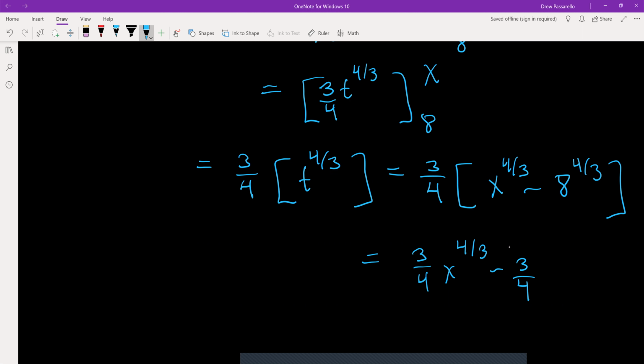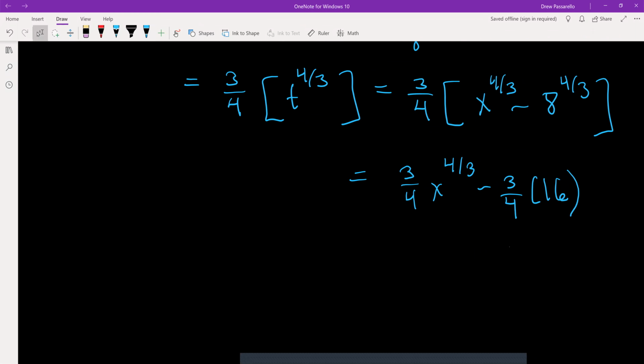And I would do 8 to the 4/3 in the calculator, and that's going to be 16. So then I do 3/4 times 16, which should be 12, I believe. Yep. So capital F of x, when we integrated as a function of x, is 3/4 x to the 4/3 minus 12. All right, that's going to be our answer for A.